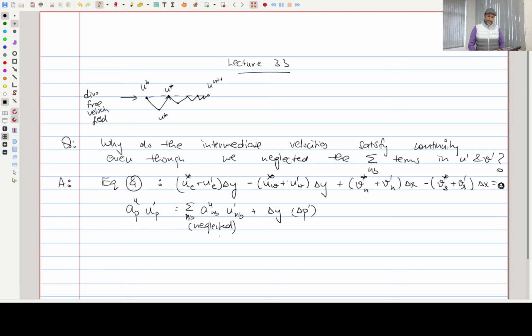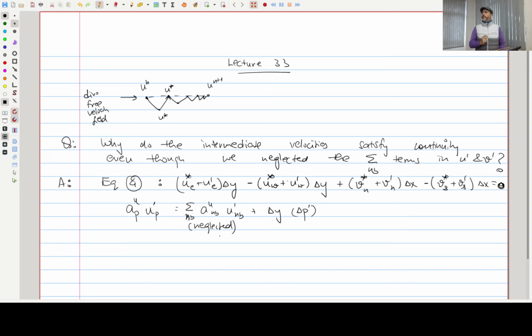Okay, so let's think about it. The first equation that we have written is satisfying continuity. And then I have put an expression for U prime and V prime in terms of P prime and then solved the equation to get P primes so that this equation number 4 is satisfied. Even though I made an assumption by neglecting some terms in the second expression, whatever U prime I have got from the second expression is ensuring that the first equation is satisfied.